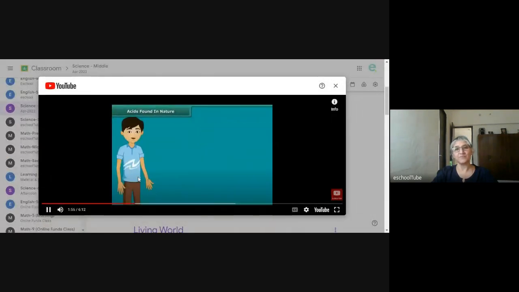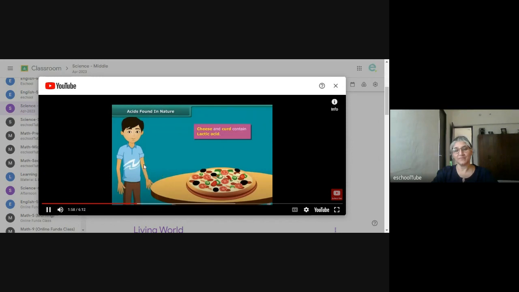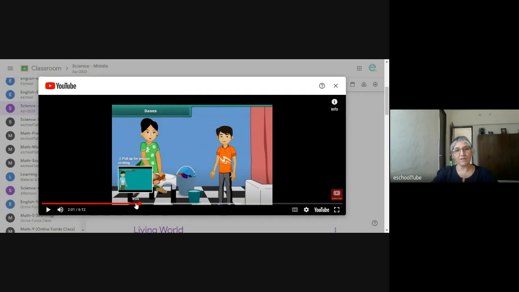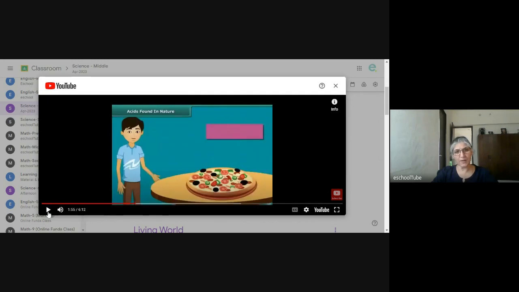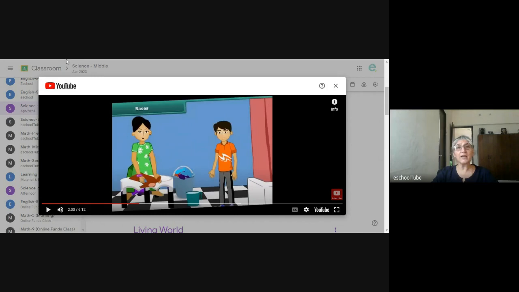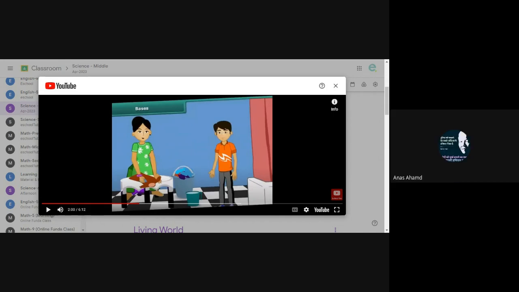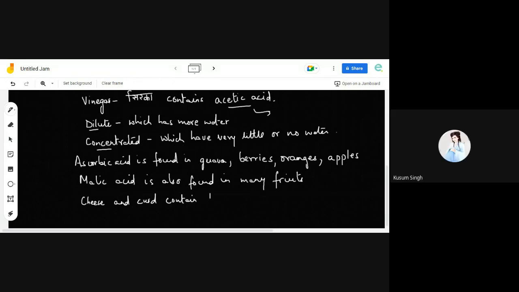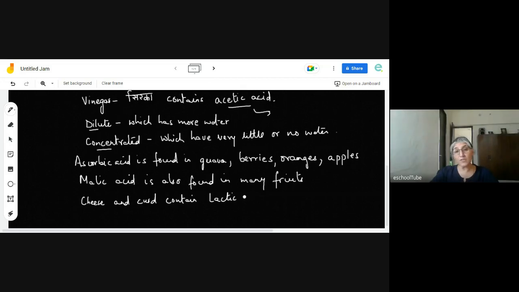Most of the children love more cheese in pizza. Cheese and curd contain lactic acid. So what do they contain? Lactic acid. So cheese and curd contain lactic acid.